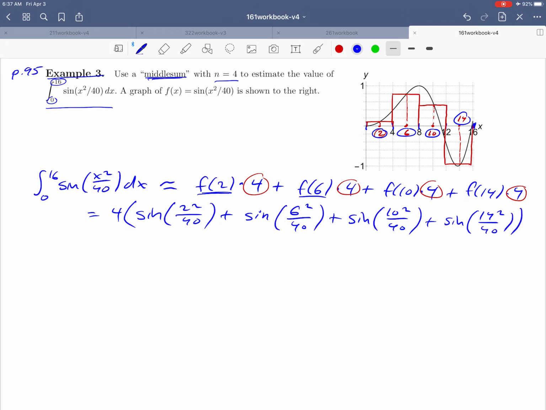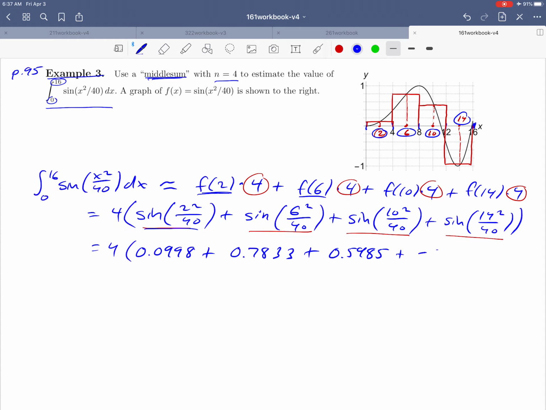Now we're ready to go to our calculator, and you're welcome to punch these numbers in. The caution that I'd give you is, since we're working with trig functions, you want to make sure that you're in radians when you do this calculation. I'm going to show you the numbers that I got, rounded off to 4 decimal places. Sine of 2 squared over 40 is about 0.0998. Then sine of 6 squared over 40 is about 0.7833. Then 0.5985, and then finally negative 0.9825.